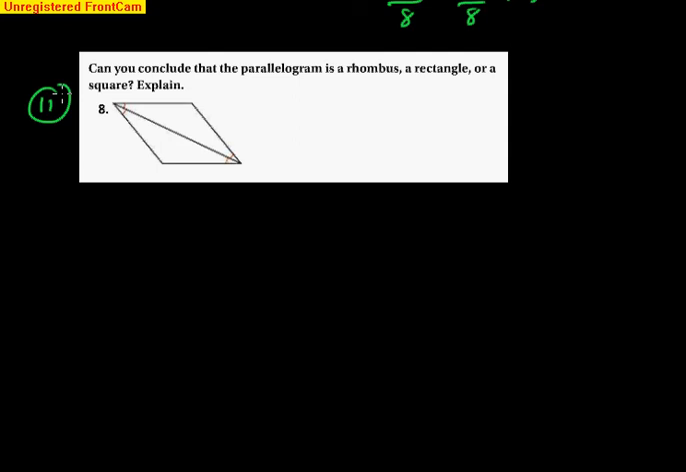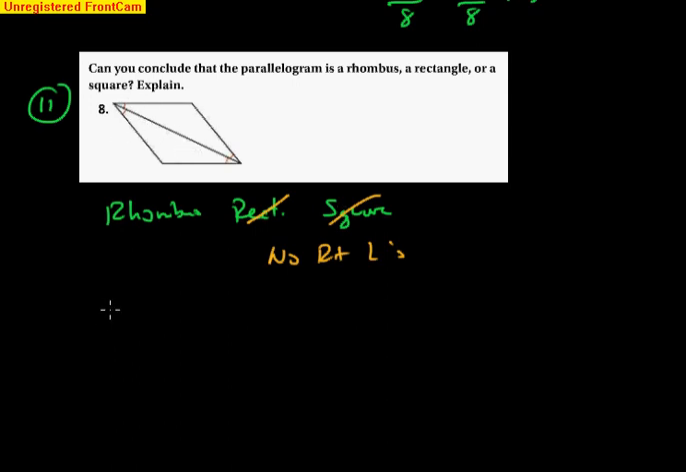Okay, 2 more problems here. This one is another analyzing one. Can you conclude that the parallelogram is a rhombus, a rectangle, or a square? And explain. Okay, so I'm going to write down rhombus, rectangle, and square. So the first thing I recognize is there are no right angles. There's nothing that tells me there is. So it's not a rectangle, it's not a square. So could it be a rhombus?